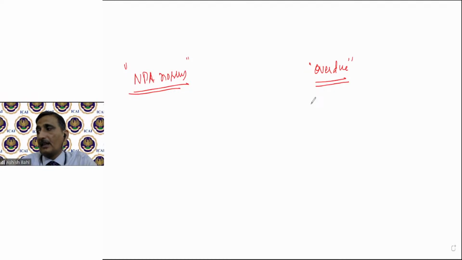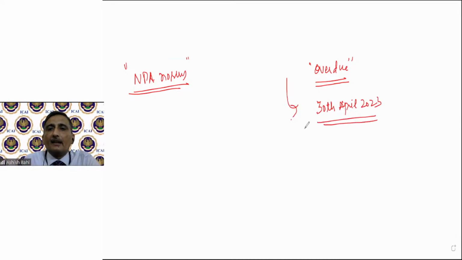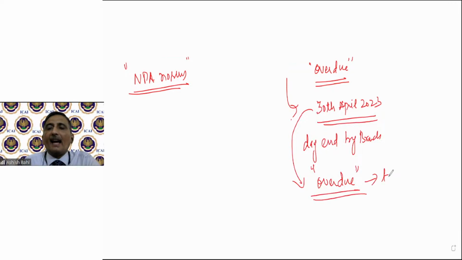Yes, Namarka, you are right. So a facility becomes overdue when it is not paid on the due date. Say an installment was required to be paid on, say, 30th April 2023. If it is not paid on 30th April 2023, then by the time the day end is done by the branch, this amount would be tagged as overdue.